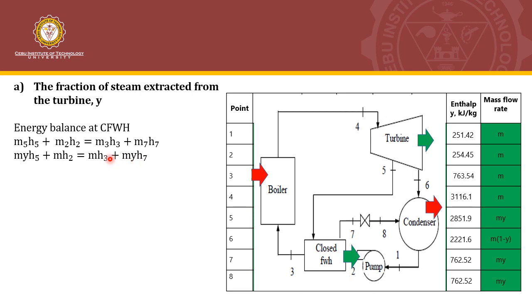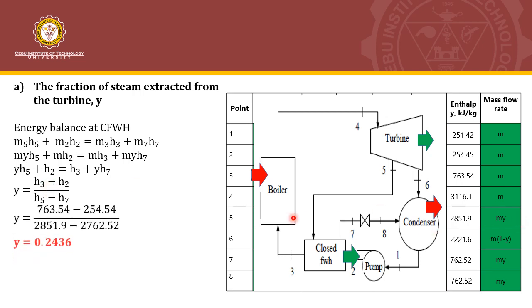So we can cancel out the value of M since it is found on both sides of the equation. And then we just rearrange and solve for the expression that will give us the value of Y. Now that we already have the expression, we just substitute using the values of enthalpies found in the table. So we can get the value of the fraction of steam extracted from the turbine. So there is 24.36% of the steam which entered the turbine that was extracted for use in the closed feedwater heater.